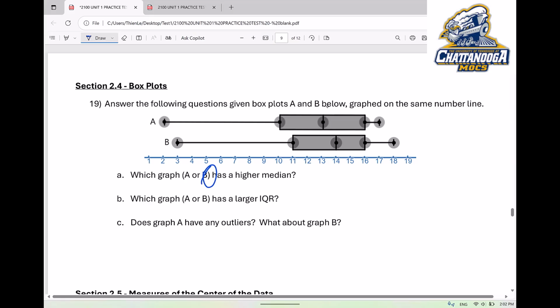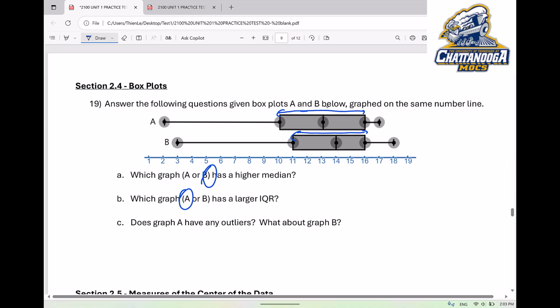Right? Which graph, A or B, has the larger IQR? The IQR is calculated by Q3 subtract Q1, which is basically just the length of the box. So you can see box A has a bigger length, this much, right? But box B, this much. So basically here it is A.